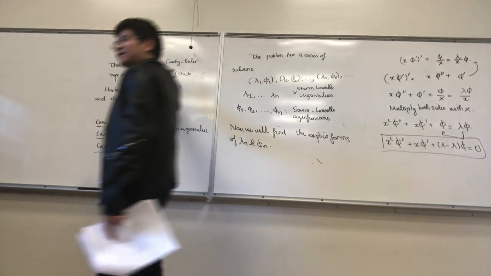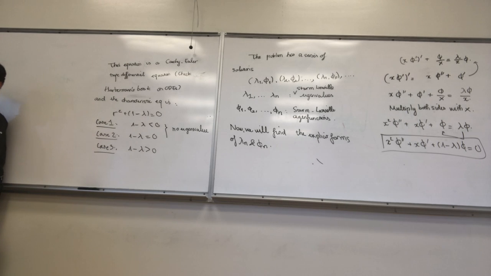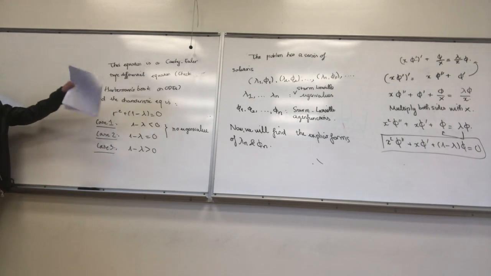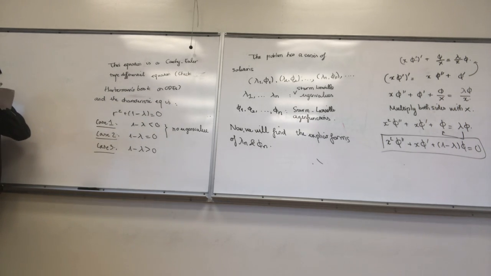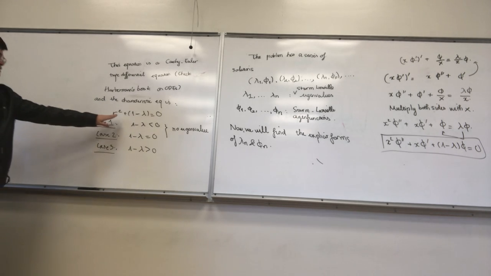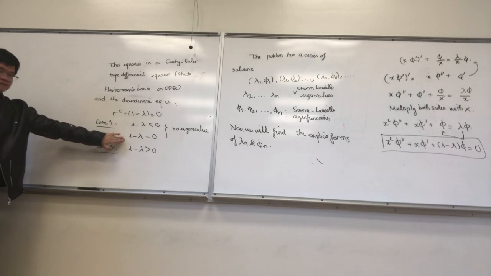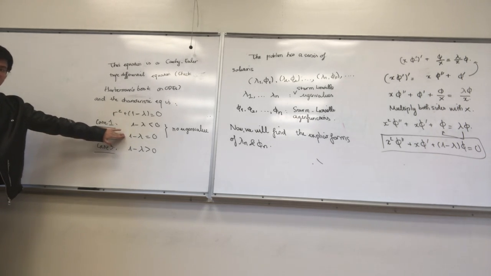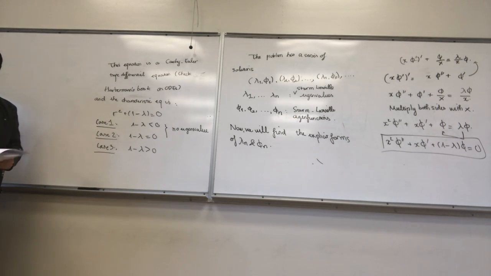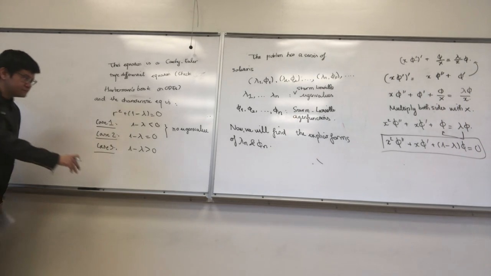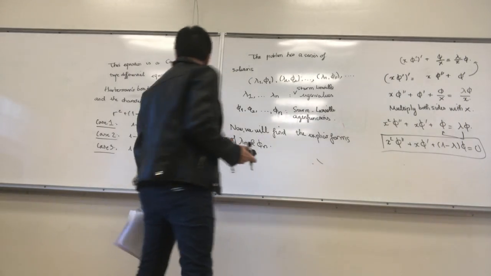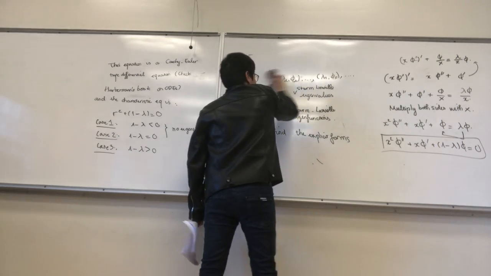So to know how to obtain the characteristic equation for a Cauchy-Euler equation, you need to go to Habermann's book on differential equations, which is the previous class. But suppose that we know that there is this characteristic equation, r squared plus 1 minus lambda is 0. Right, so you also consider three cases. The first two cases are trivial, and the last case gives you 1 minus lambda is positive, right? Right, so let us focus on the last case.